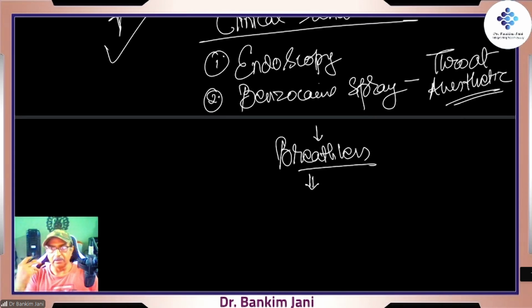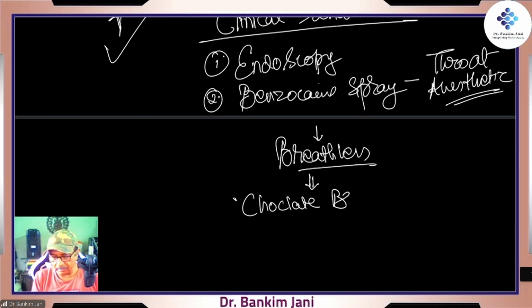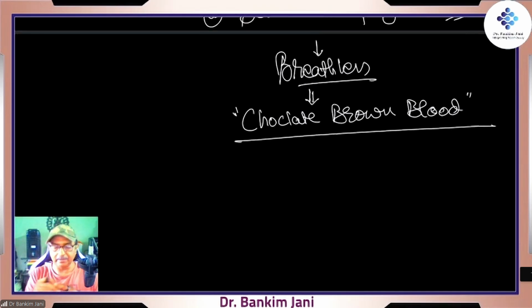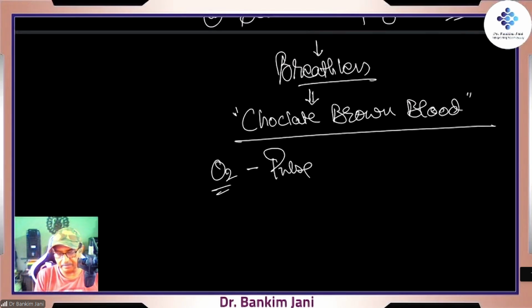Second, you took some blood. As you inserted, you'll find that suddenly the blood has become brown. It is what is called the chocolate brown blood. The chocolate brown blood is because of this methemoglobin. So immediately you have connected the pulse oximeter.